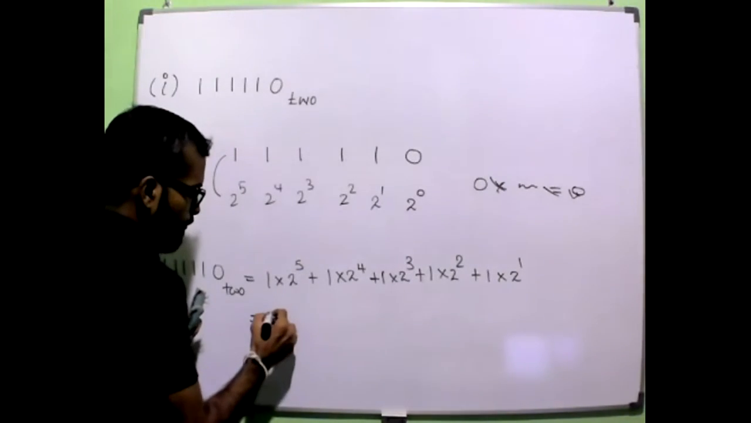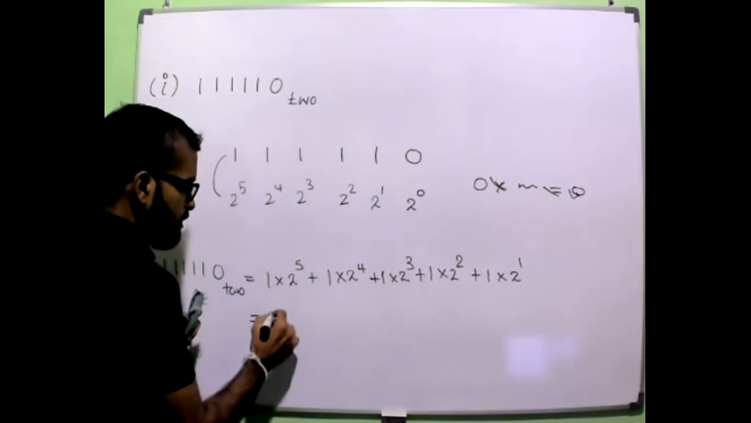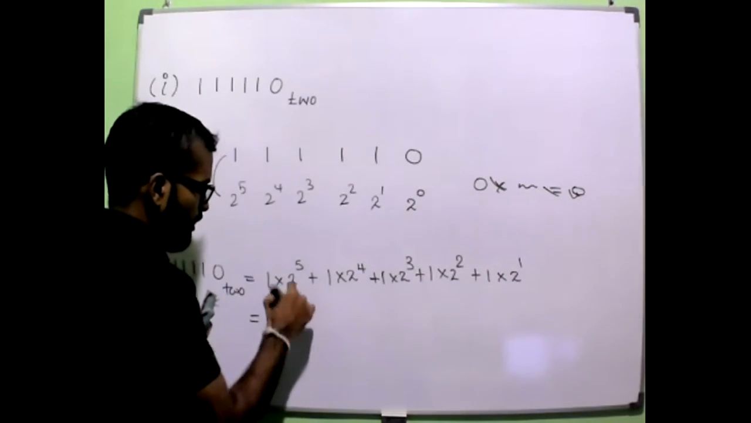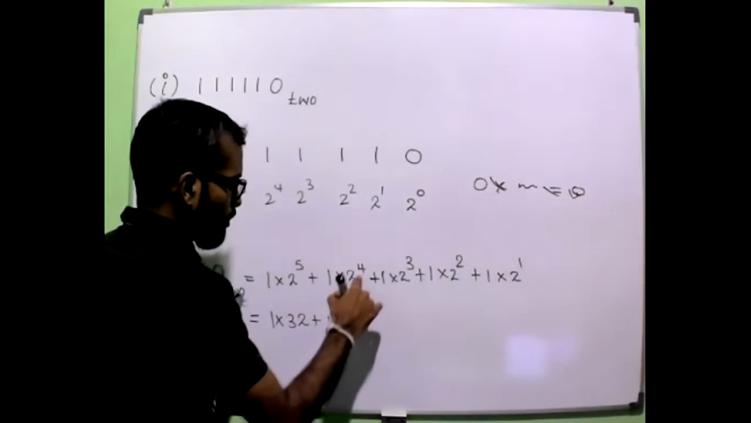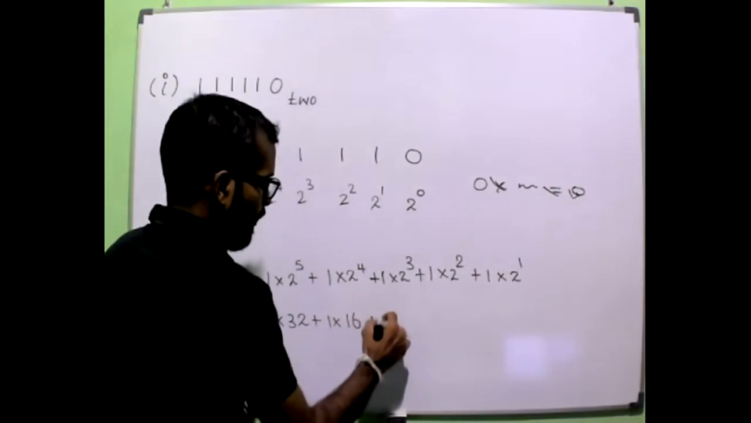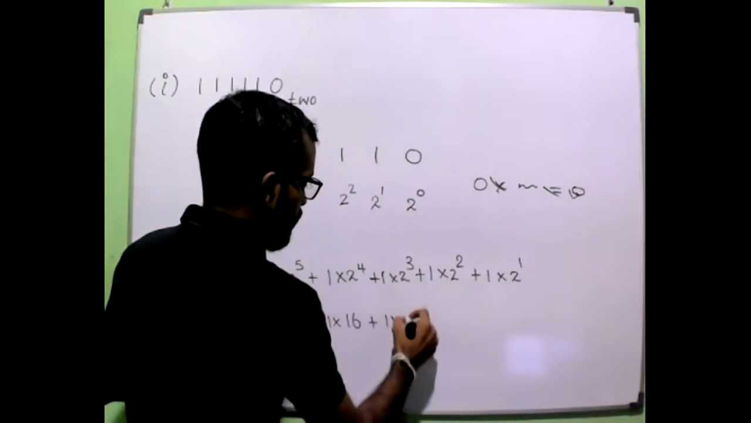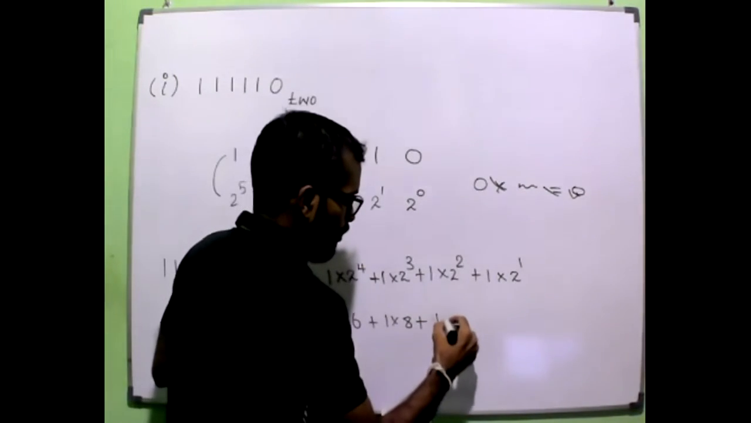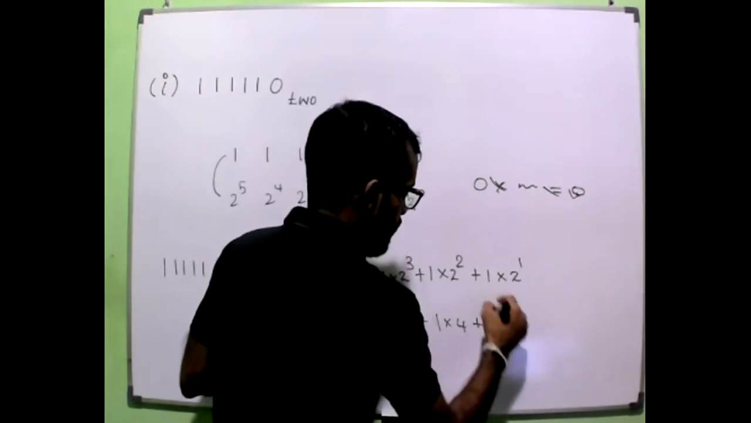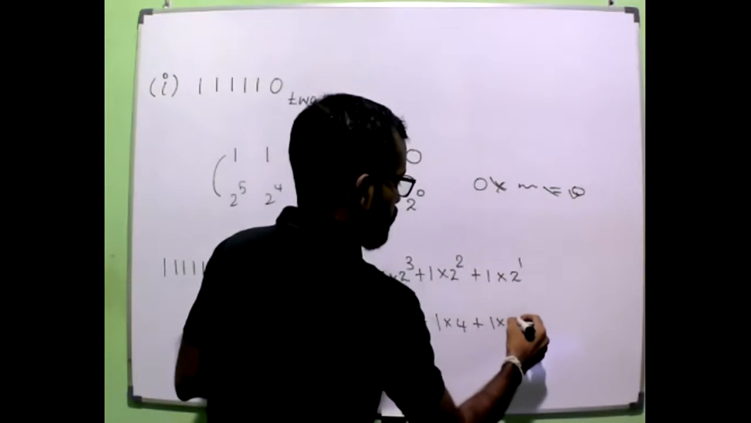Here 1 times anything means that number, right? 2 to the power 5 is 32. 1 times 2 to the power 4 is 16. 1 times 2 to the power 3 is 8. Sorry, 2 to the power 2 means 4. 1 times 2 to the power 1 means 2.